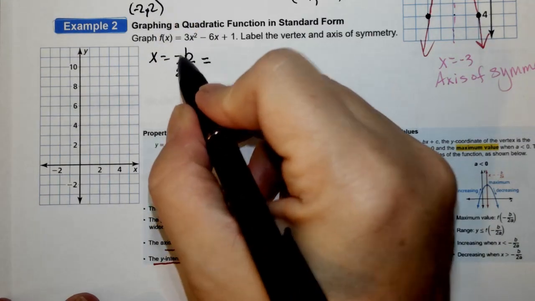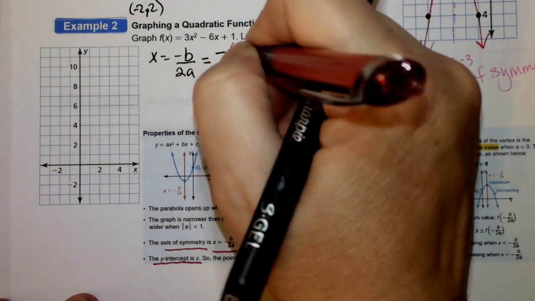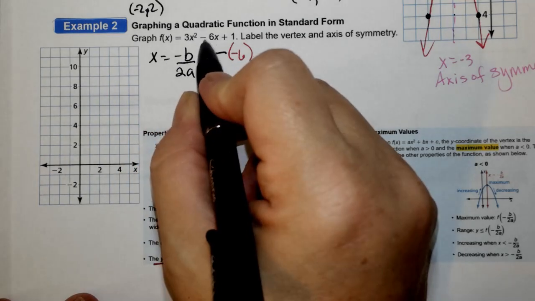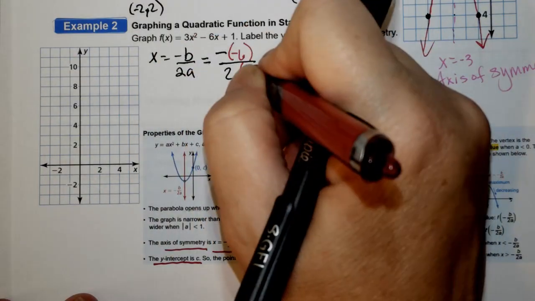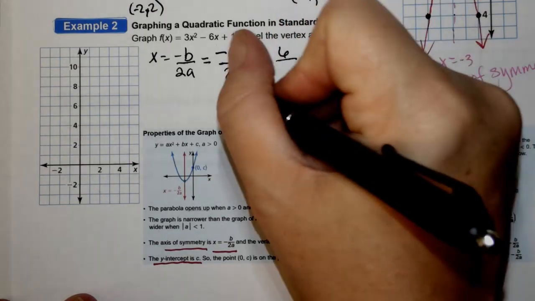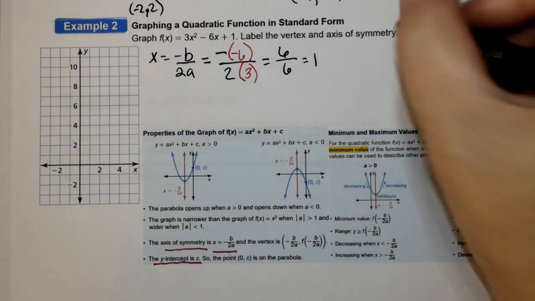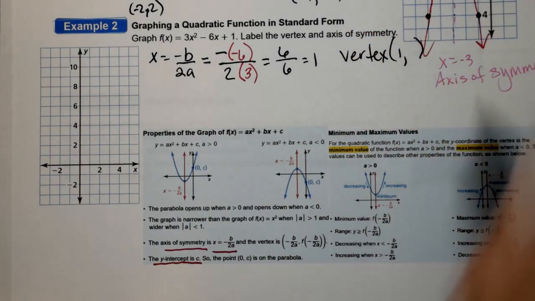Now, keep in mind, this is a negative. So when we do b, b is actually negative 6. So you can think about it as the opposite of b. So the opposite of negative 6 would give us positive 6. So that's a way to think about it too. Now we're going to plug in a. A is 3. And we get negative b, which is positive 6, over 2 times 3, which is 6. Divide those, we get 1. So right now we know that our vertex is 1 comma something.